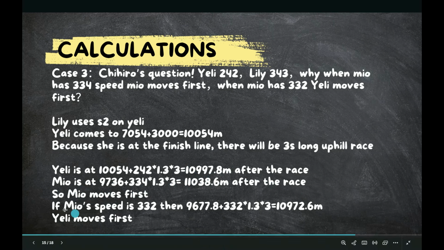So what if Mew's speed is 332? Then the distance she covered will become 10,972 meter. In this case, it is less than Yeli's distance, so Yeli is moving first when Mew's speed is 332. Okay.